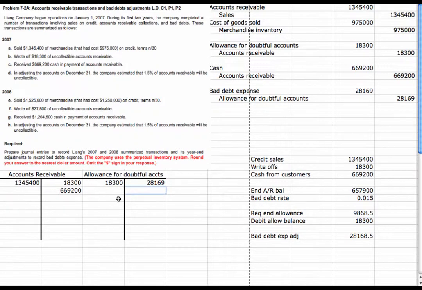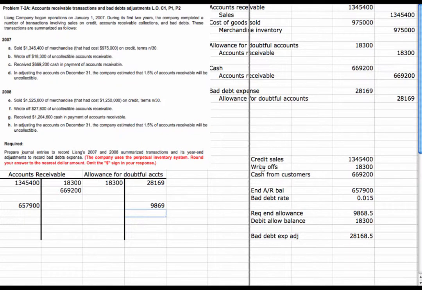Now, because these two are permanent accounts, at the end of the year, these balances are going to carry over into the next year. So if I wanted to take a total, what are my ending accounts receivable? We figured out my ending accounts receivable amount was going to be $657,900, and it's going to be a debit balance. So I'm going to put over here at my beginning so we'll know what we're starting with. And my allowance for doubtful accounts is going to be $9,869.